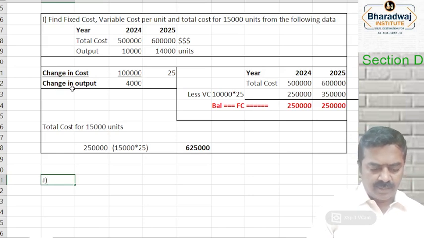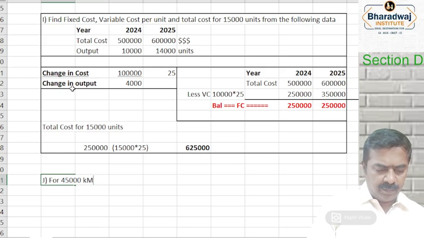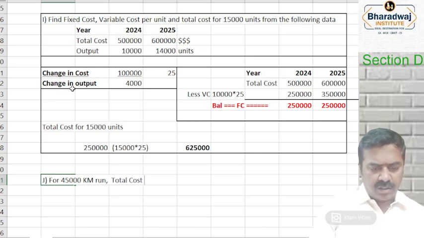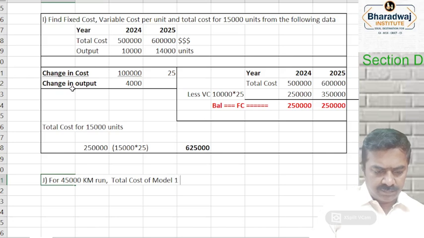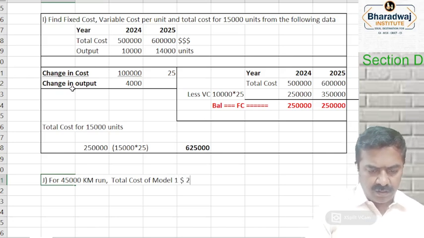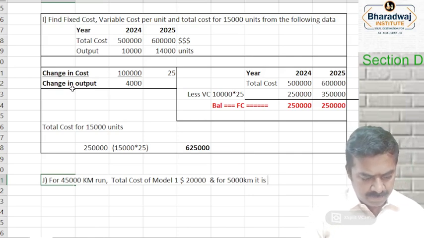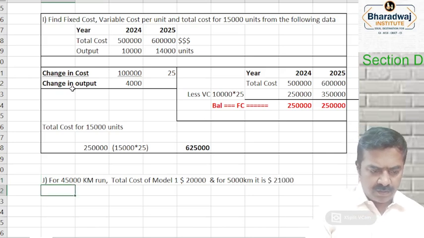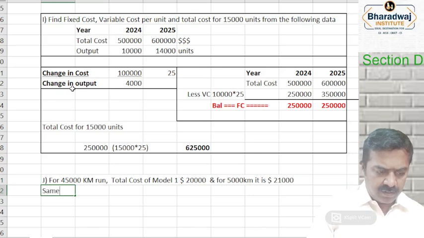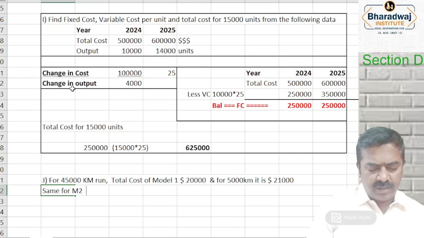The next question. For 45,000 kilometers run, total cost of model 1 is $20,000, and for 50,000 kilometers it is $21,000. Same for model 2.